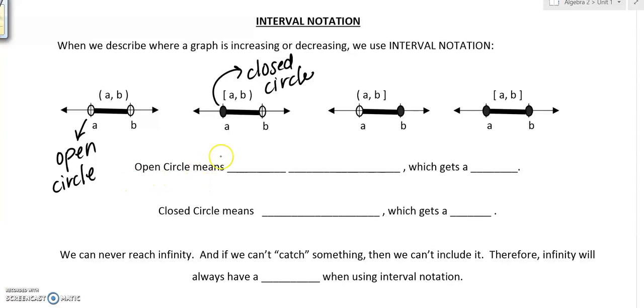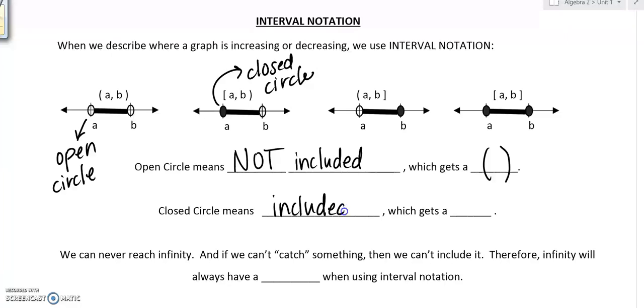Open circle means that a number or a value is not included. It means we do not include it. It isn't a part of our answer. This also means that it gets a parentheses, so I'm going to put a set of parentheses there. Then we have another situation, which is a closed circle. If it's closed, it means it is included, which means this time we get brackets. So I'm going to draw a set of brackets.